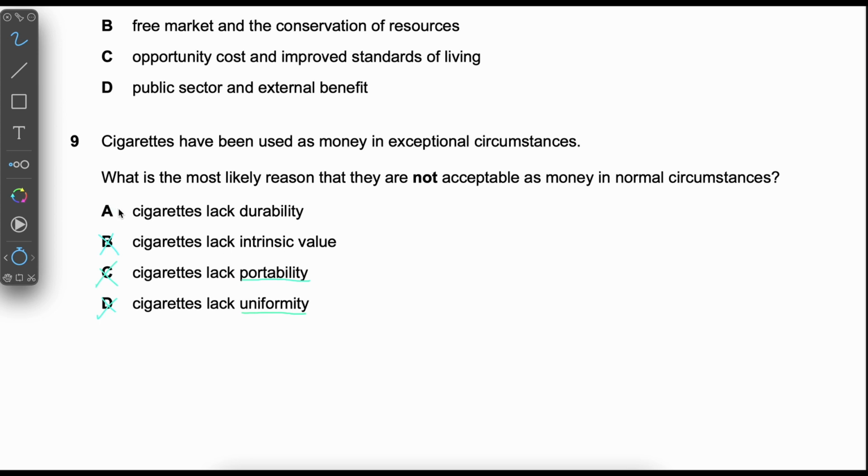Cigarettes lack durability. Yes, this is true. If you get them wet, they get damaged. They're easily breakable. If you step on them, they're damaged. If they're wet, they're damaged. So this is the most likely reason out of all of these that they are not acceptable as money in normal circumstances.